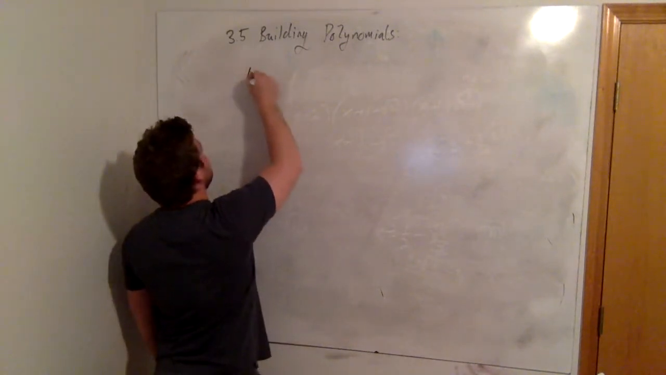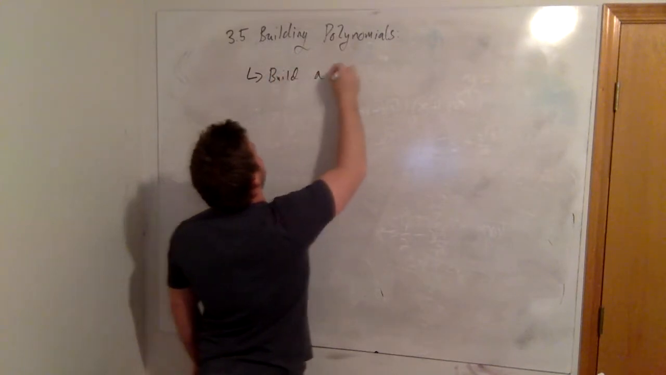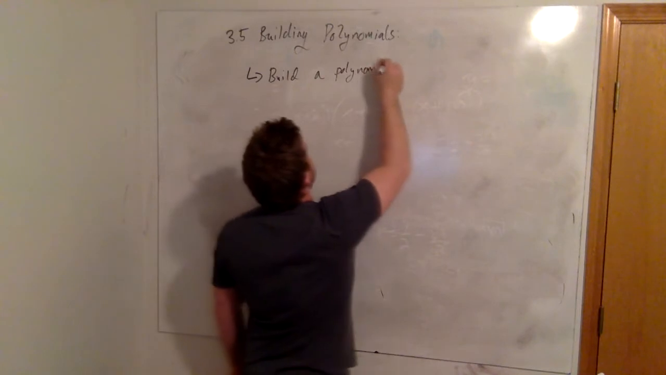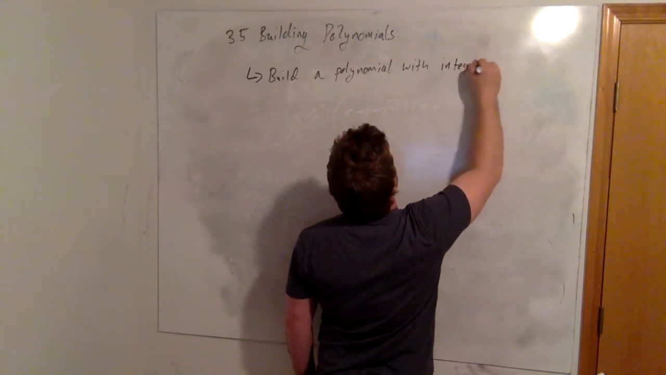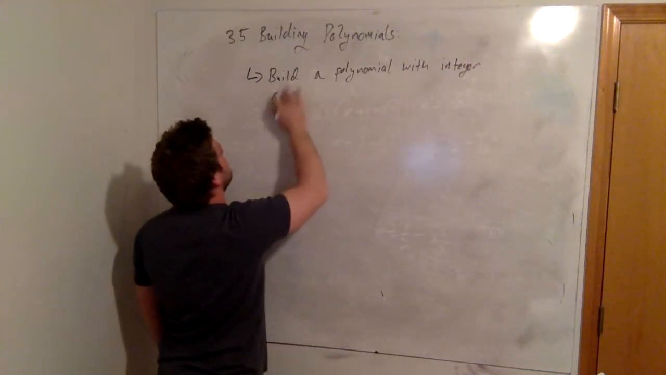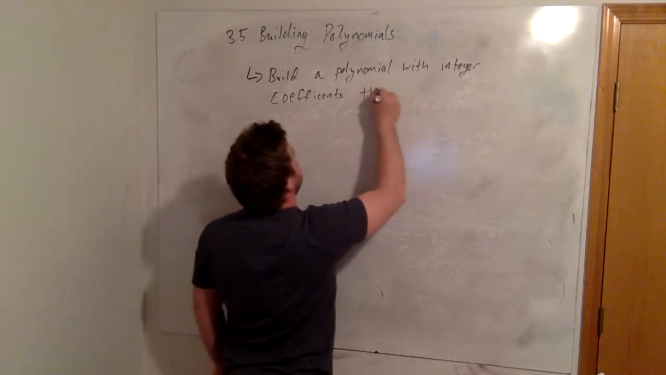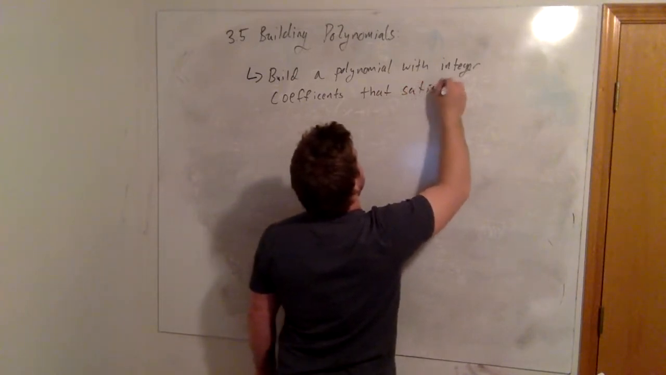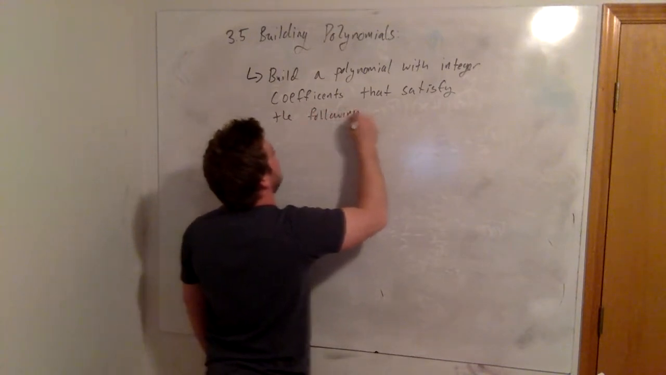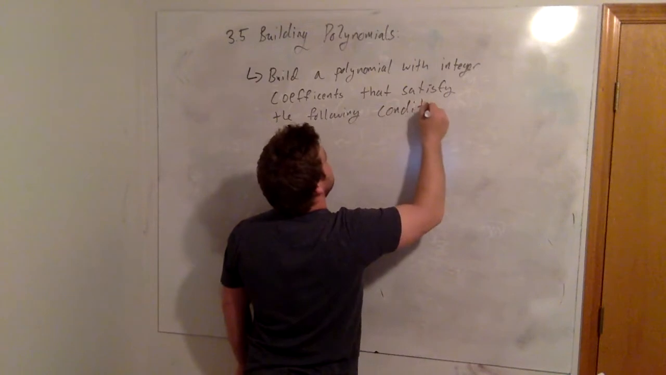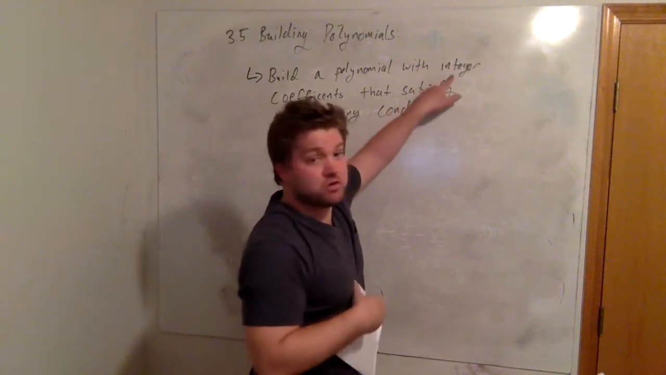So what we want to do, kind of the directions, is we're going to build a polynomial with integer coefficients that satisfy the following conditions. Okay. So if you don't remember, an integer is a whole number.